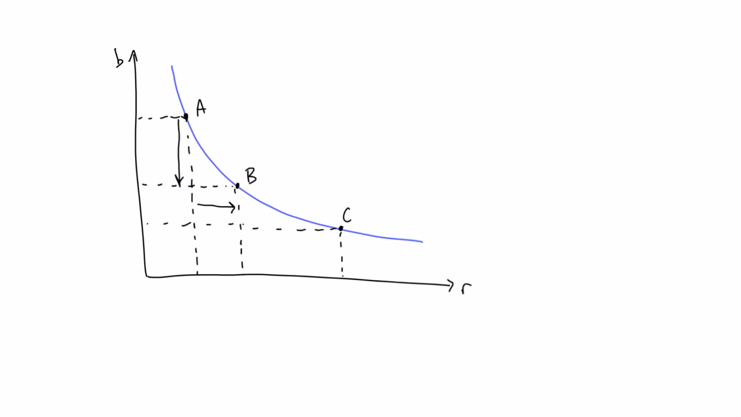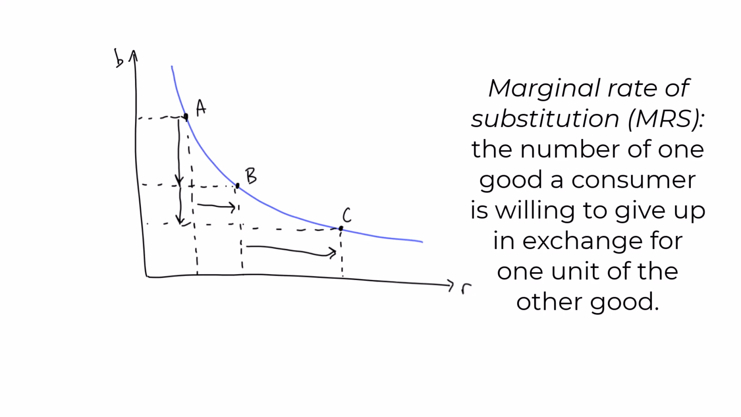Then likewise, if the consumer were to move from bundle B to bundle C, they are giving up bananas, and they have to get rum in exchange to maintain that same level of utility or satisfaction. The slope of the indifference curve tells us the rate at which the consumer is willing to give up bananas in exchange for a unit of rum. This is called the marginal rate of substitution, or the MRS for short.